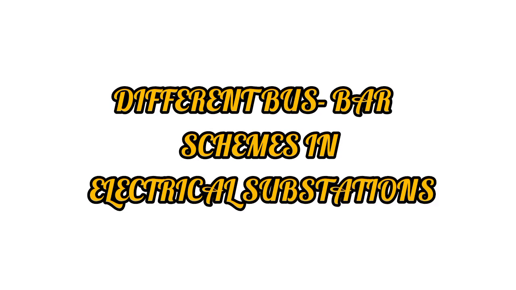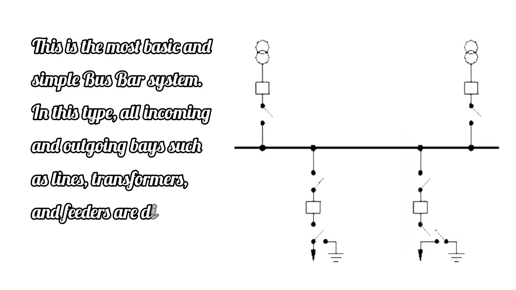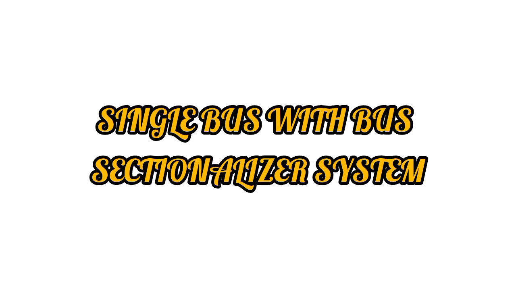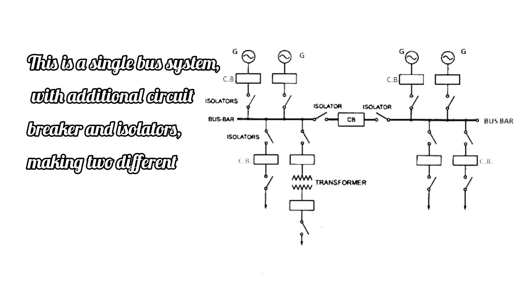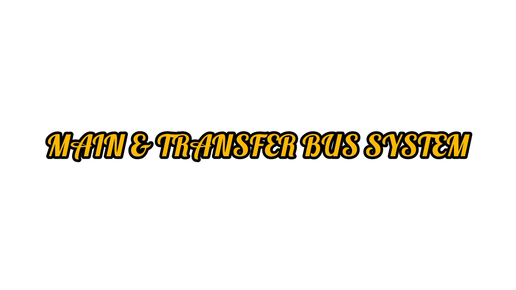Different bus bar schemes in electrical substations. Single bus system. This is the most basic and simple bus bar system. In this type, all incoming and outgoing bays such as lines, transformers and feeders are directly connected to a single bus. Single bus with bus sectionalizer system. This is a single bus system with additional circuit breaker and isolators, making two different sections of bus, hence called a single bus with sectionalizer.